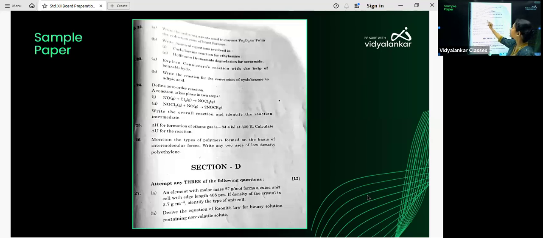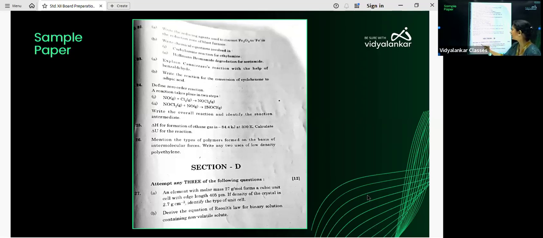Here, the definition of zero order is asked, with the identification of intermediate and writing of the overall reaction. So mostly, if you are observing the questions, they are subdivided as 2 plus 1, either 1 plus 1 plus 1. Let us go with section D.